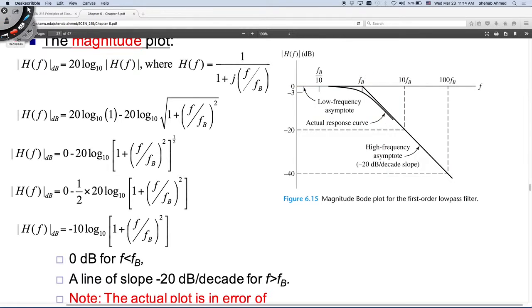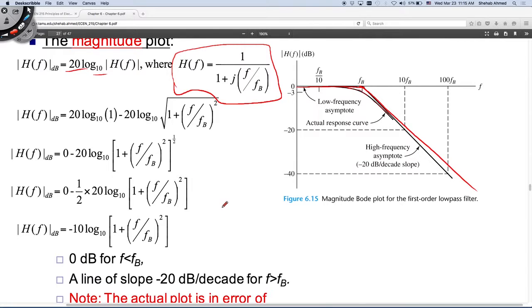Okay, so any questions about this? Basically, I took our transfer function, took the magnitude of the transfer function, multiplied by 20, and took its log, and plotted. There are real values, and then there are asymptotes. Typically, an engineer would use asymptotes, right? I would just use my asymptotes and design my circuit, and then I will do the experiments and fine-tune, etc.